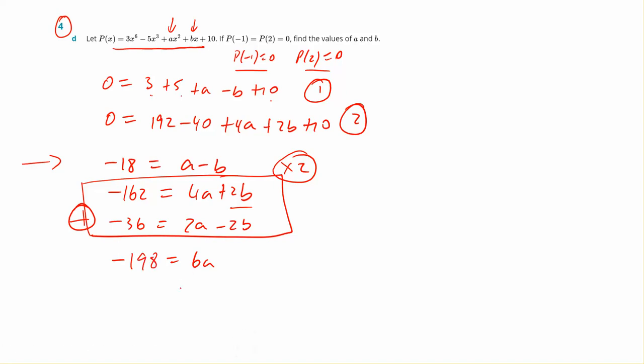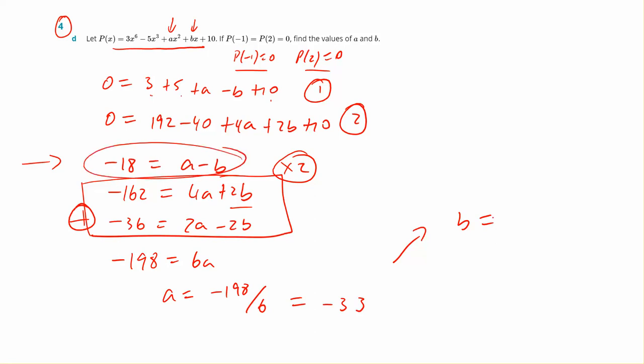198. So we divide 198 by 6. Let's work this out. 6 goes into 19 3 times, so -3, and then you're left with 1, so it goes into 18 3 times. So a is -33. Now b, I can sub into any equation; probably this equation is the easiest, so let's work out what b equals when I sub that in.